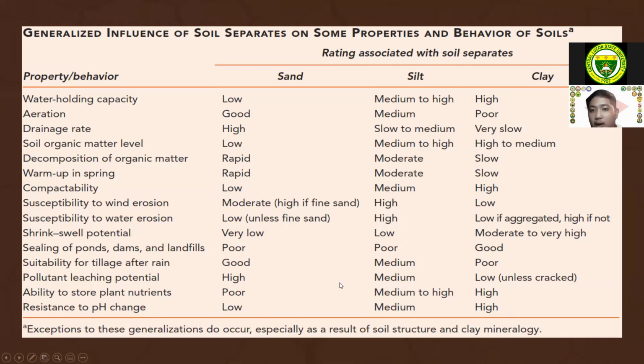So ayan, ito yung isa sa pinaka-importanteng part ng soil texture natin, how they dictate other properties.